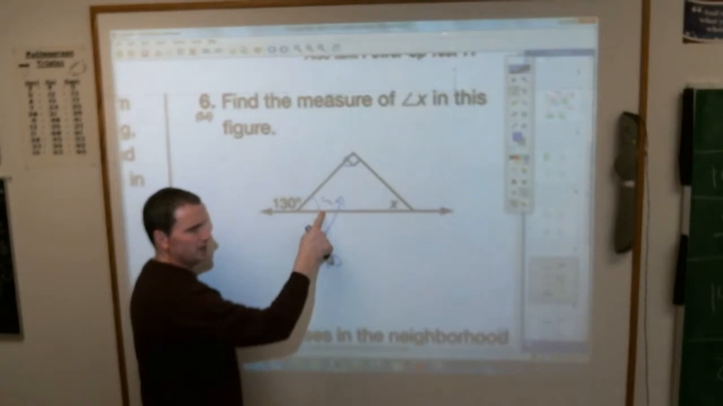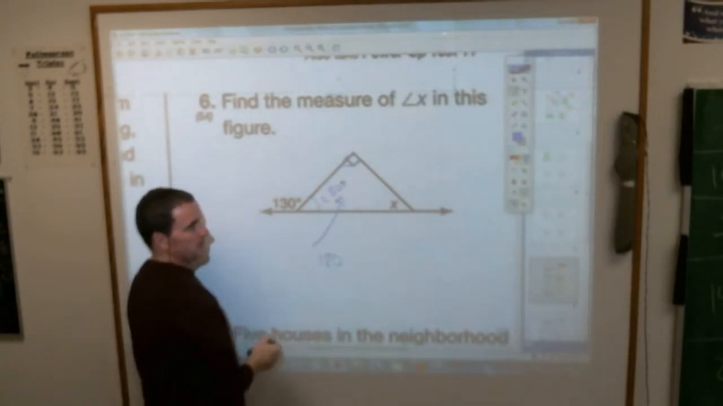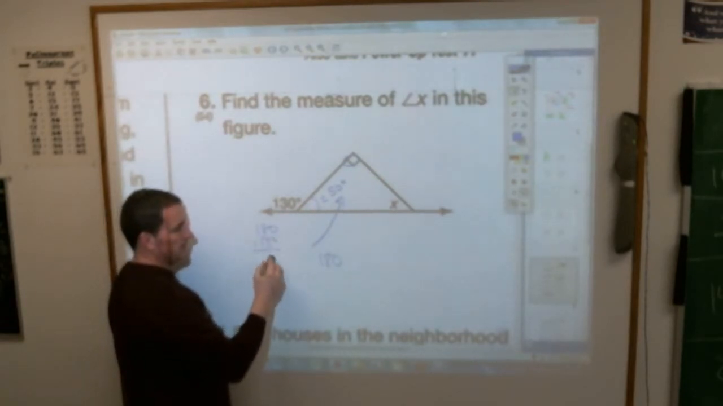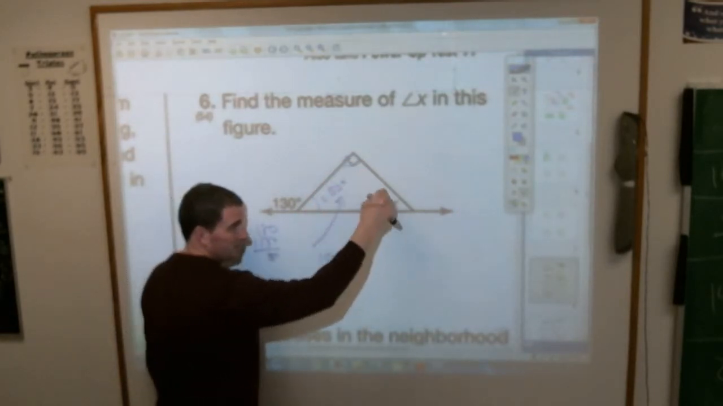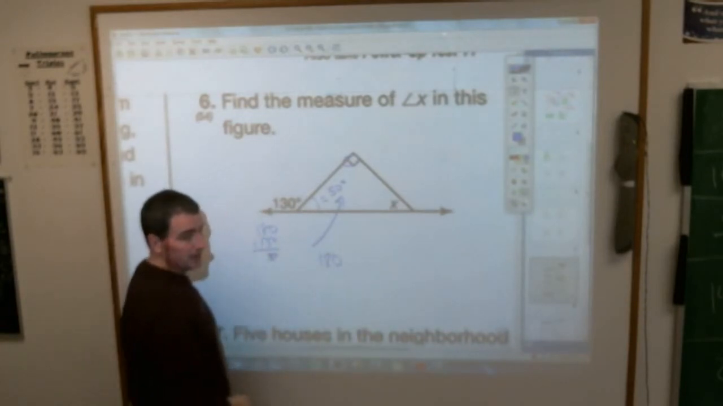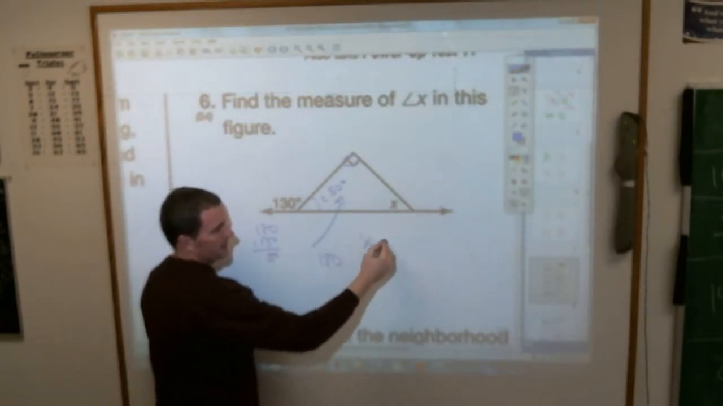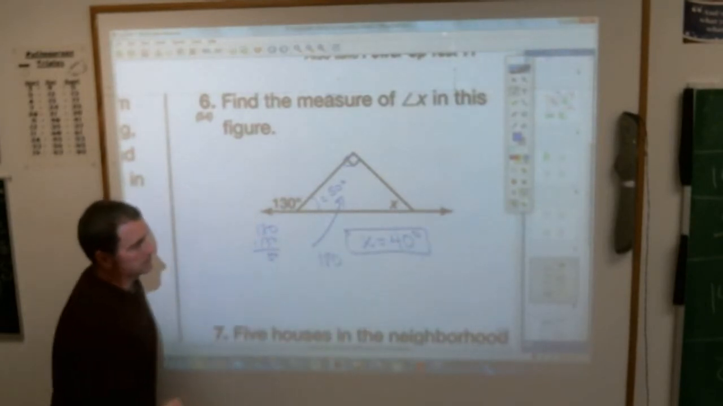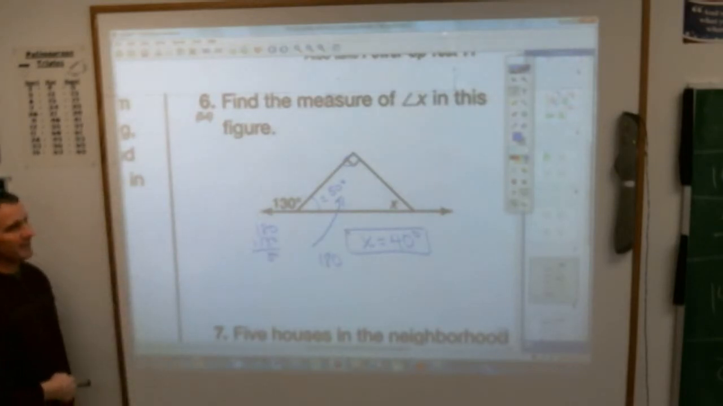130 plus what number is 180? This angle has to be 50 degrees. If you have to do the 180 minus 130 out and get to 50, that's fine. If you know this is 50 degrees, 50 plus 90 plus what number gives you 180? Or you know that these two have to equal 90. 50 plus what number is 90? X has to be 40 degrees. Has to be. 40 plus 50 plus 90 is 180. How many people got that wrong?